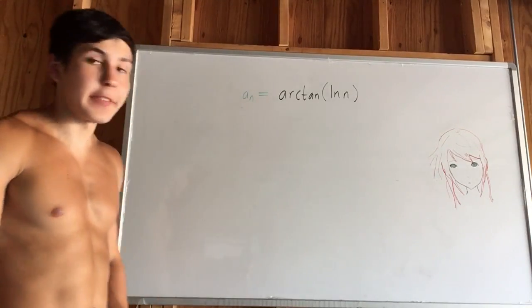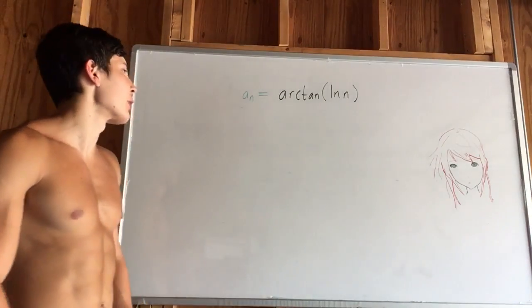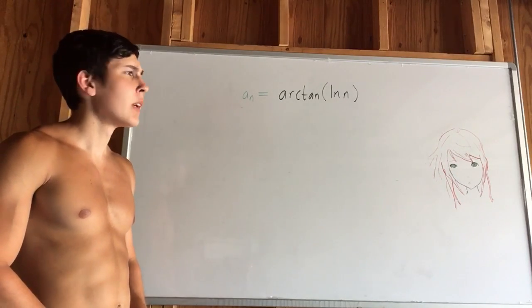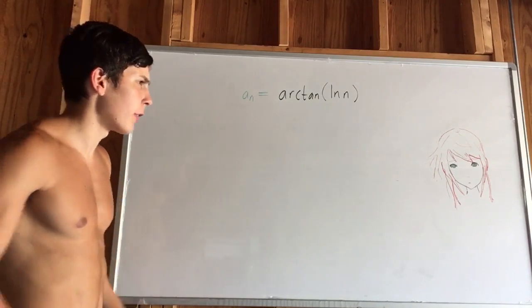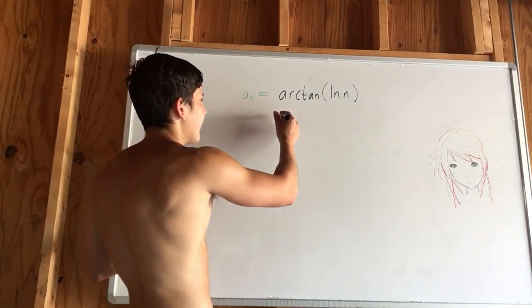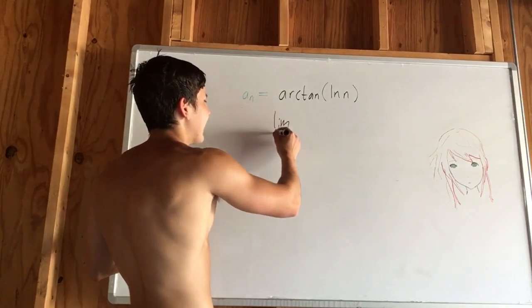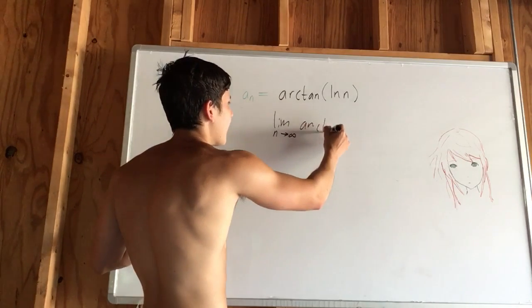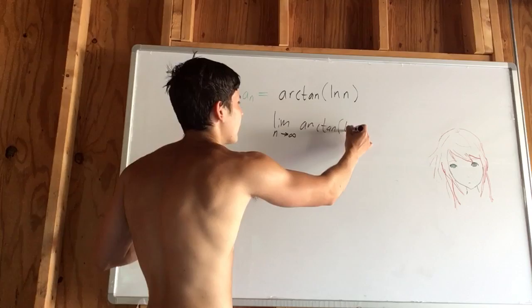Okay, we're going to find out if this sequence converges or diverges. We have arctangent of the natural log of n. The way you find out if something converges or diverges is by taking the limit as n approaches infinity. So we have the limit as n approaches infinity of this thing here, arctangent of the natural log of n.